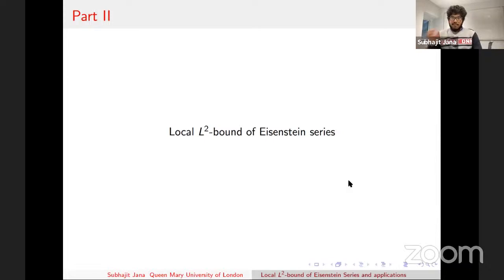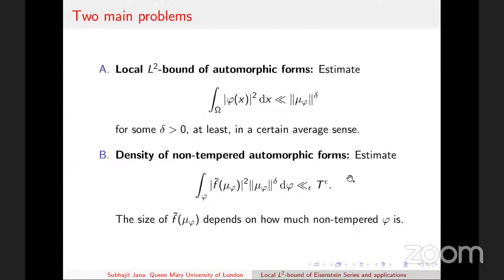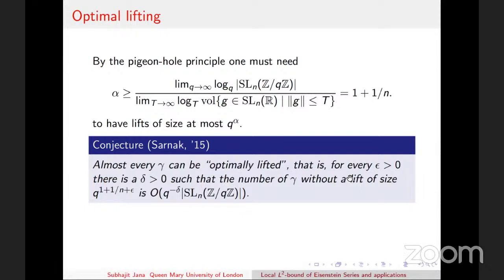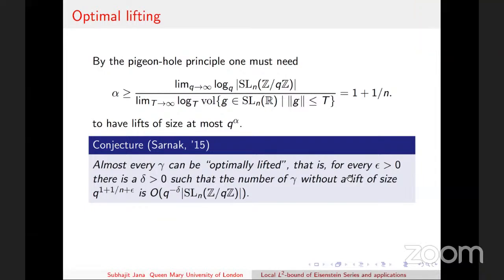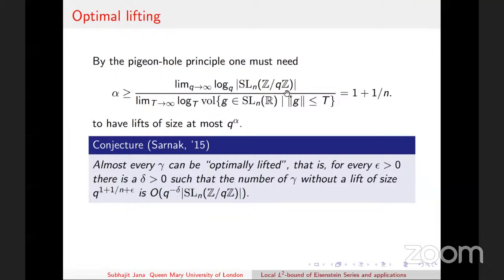In your second or third slide, where you stated Sarnak's conjecture, there was "almost every gamma," right? Does it make sense? I assume that this "almost every" means with respect to Lebesgue measure. This "almost every" is with respect to the counting measure on SL_N(Z)/QZ. Can someone talk about "almost every" with respect to some other measure? Does it make sense?